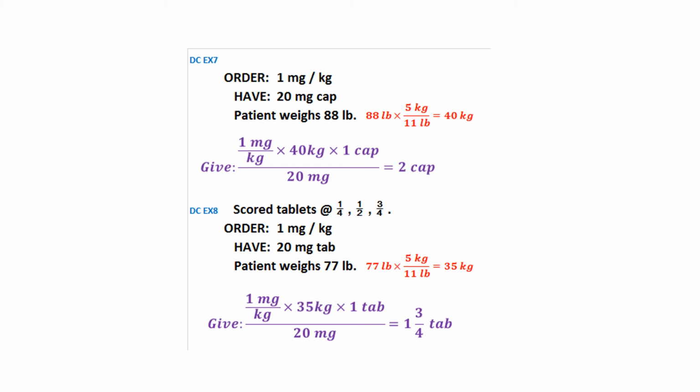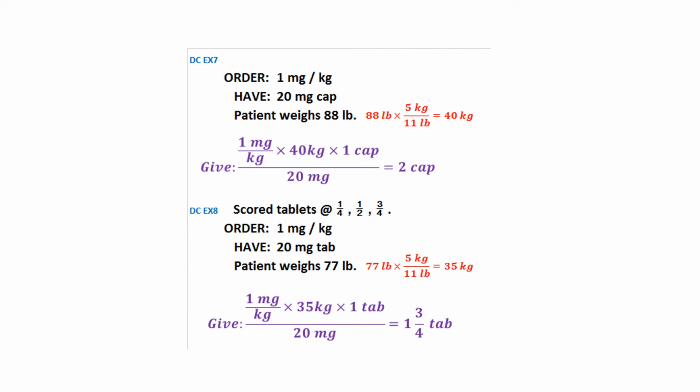So here's what we're going to give. We have 1 milligram per kilogram times 40 kilograms. The kilograms will cancel out. It's per 1 cap, and in each capsule we got 20 milligrams. So we see the kilograms cancel, the milligrams cancel, and 20 goes into 40 2 times, and 2 times 1 is 2 caps is what we give.